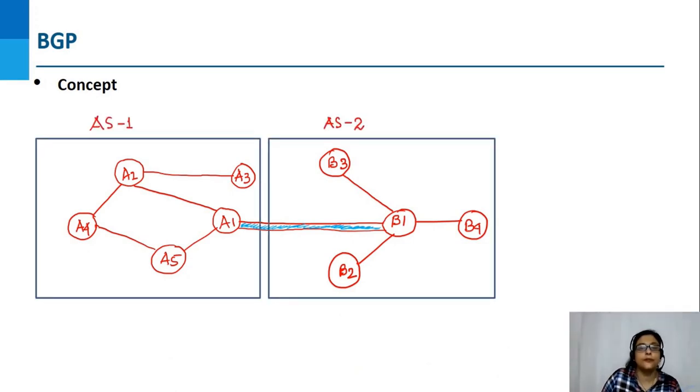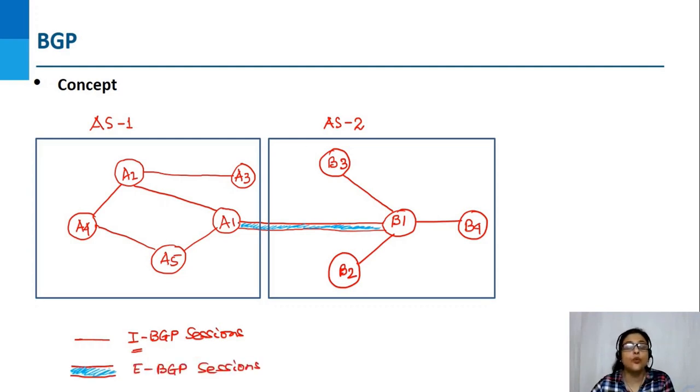We have here two autonomous systems, AS1 and AS2. AS1 has nodes A1, A2, A3, A4 and A5, and AS2 has nodes B1, B2, B3 and B4. Now, when there is a communication between A1 and A2 or A2 and A3, this is known as the iBGP sessions or internal BGP sessions. Whereas, if you want to communicate between A1 and B1, then it is the eBGP session or external BGP session.